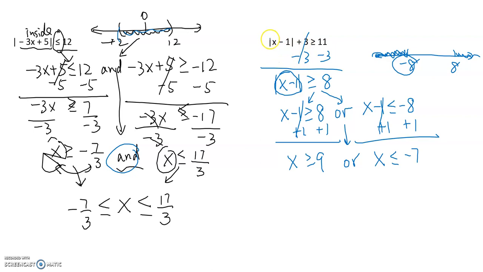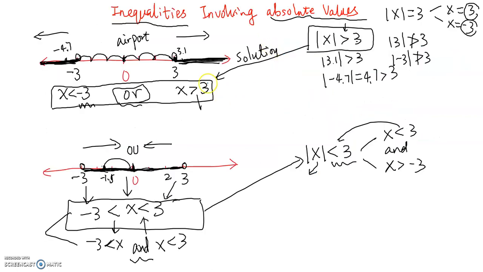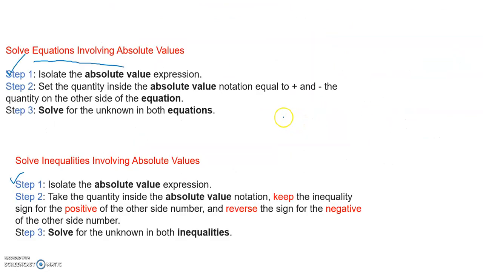The reason for that is the tips or the graphs when I draw, we're only talking about absolute value, which is the distance. And so if the distance is greater than 3, then the inside is going to be on the right side of 3 or on the left-hand side, -3. So we cannot have anything on the outside of the absolute value sign. That's why we first isolate the absolute value.